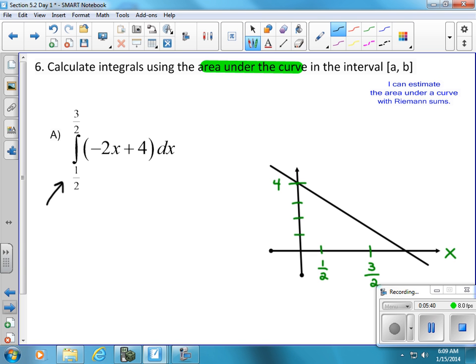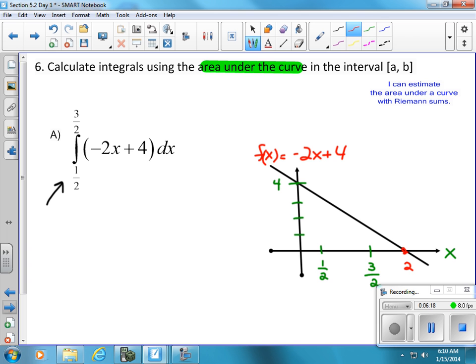The integral sign means the area of the curve between 1/2 and 3/2. This is the lower level of integration down here and the upper level up here. All right, and then our function is negative 2x plus 4. So this line is negative 2x plus 4. It has a negative 2 slope, and it intersects the y-axis at 4.